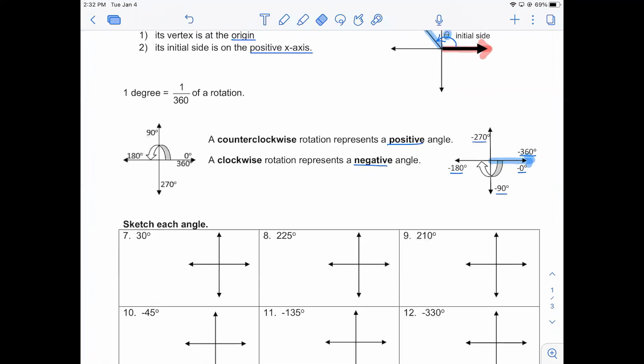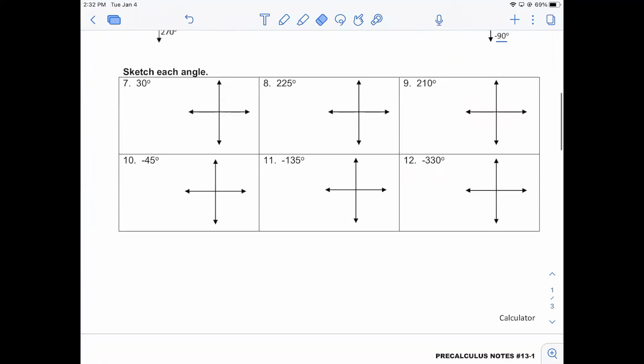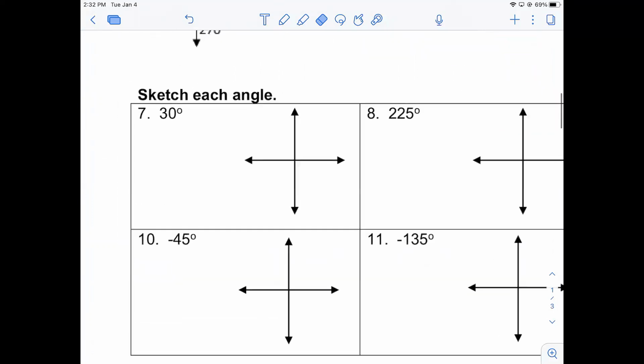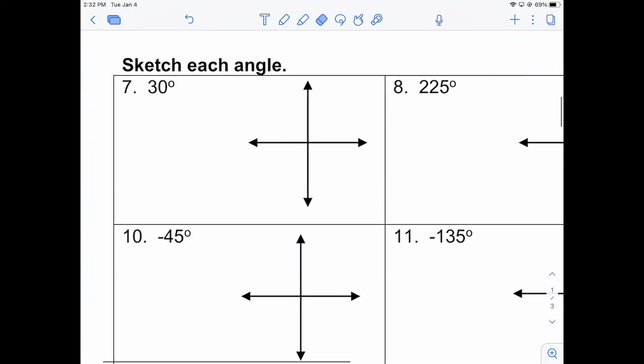Okay, so what we're going to do on these next few is we're going to sketch each of these angles. So we first notice on number 7 that this is a positive 30 degrees. So this tells me that I'm going to be going in a counterclockwise direction. I'm just going to write that down just so we know what that's talking about. We're starting at my initial side, which I know is 0.